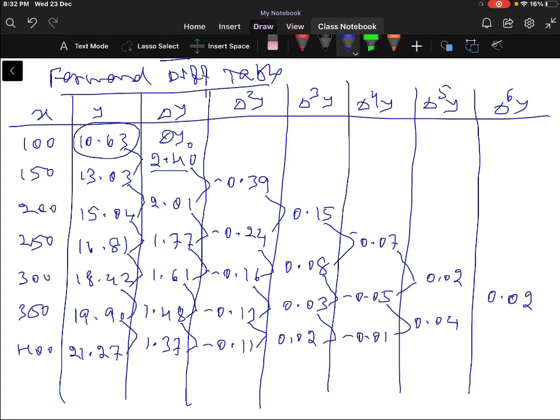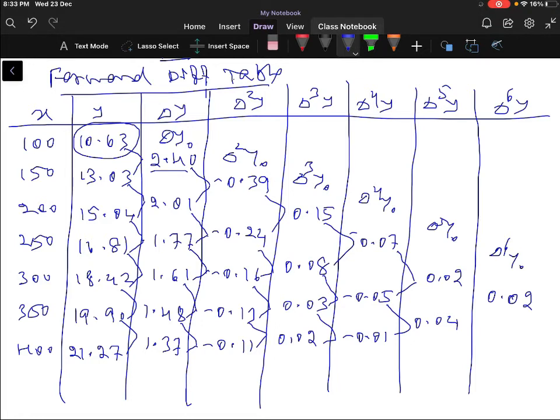10.63, where delta y0 is 2.40, delta square y0 is minus 0.39, delta cube y0 is 0.15, delta 4 y0 is minus 0.07, delta 5 y naught is 0.02, delta 6 y naught is 0.02.